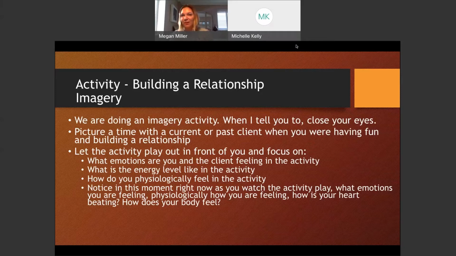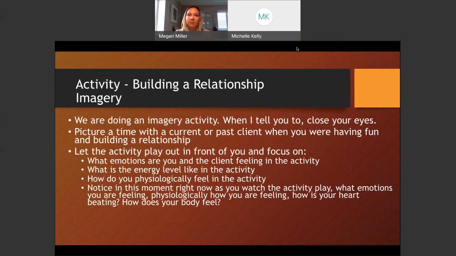I'll only be able to see whatever little preview comes through, but I don't know why it changed on me. Does anybody else want to share how they felt? All right, just for the sake of time, I'm going to go ahead and keep going.